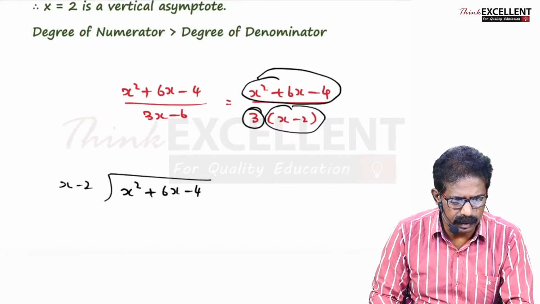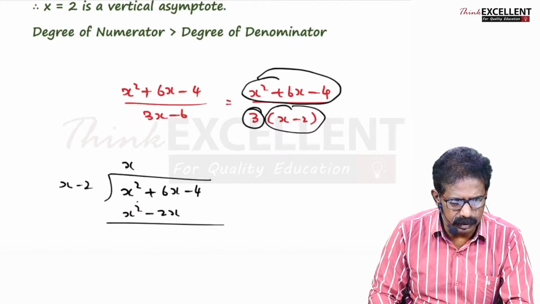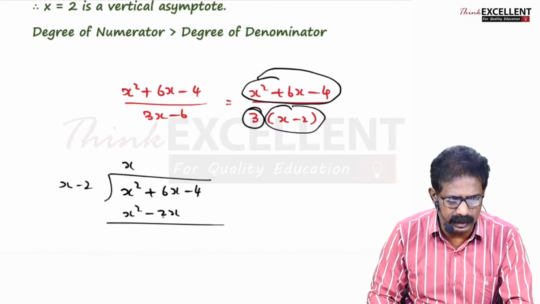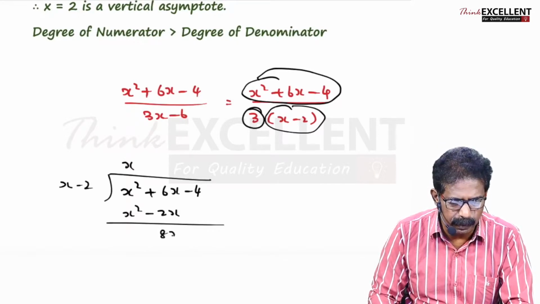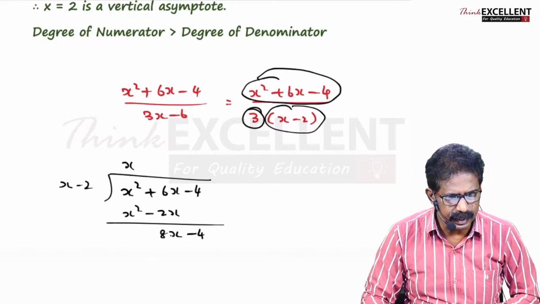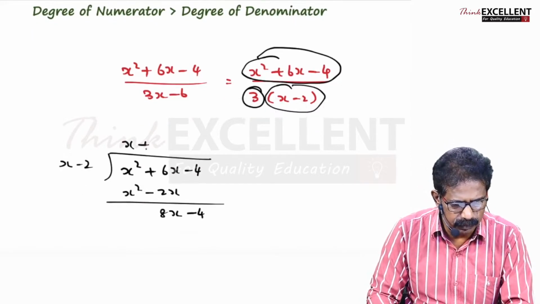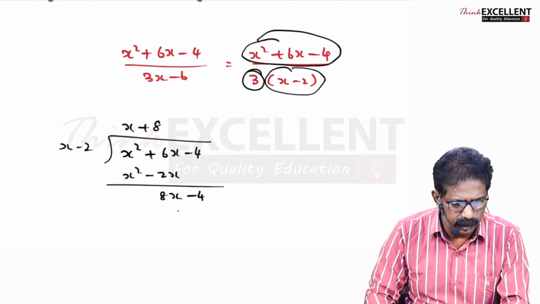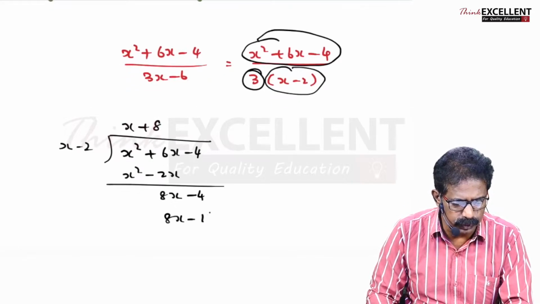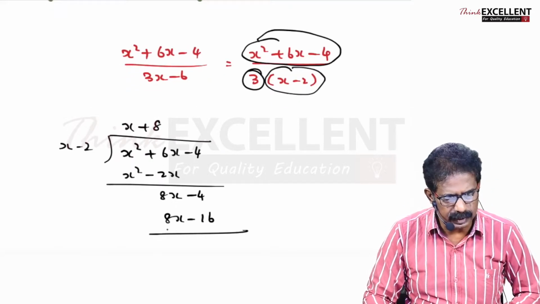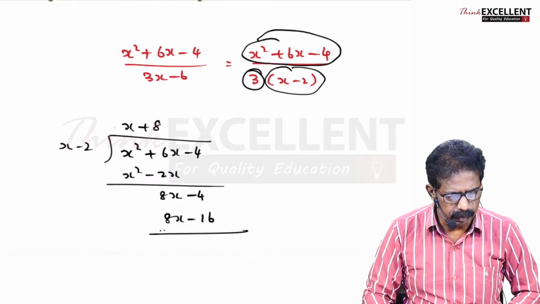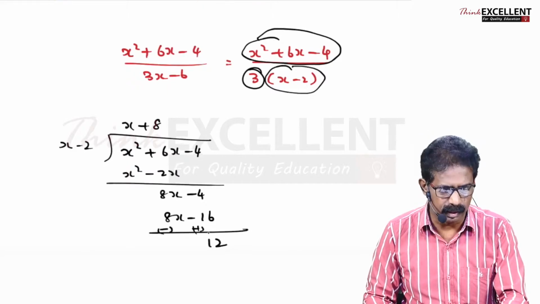So x square divided by x is x. So multiply with here x into x square minus 2x. Change the sign. This minus, so cancel. This becomes plus. So 6x plus 2x is 8x minus 4. 8x divided by x is 8. By that 8 you multiply 8x minus 8 2s are 16. You change the sign. This is minus and this becomes plus. So you will get 12. The remainder you leave it.